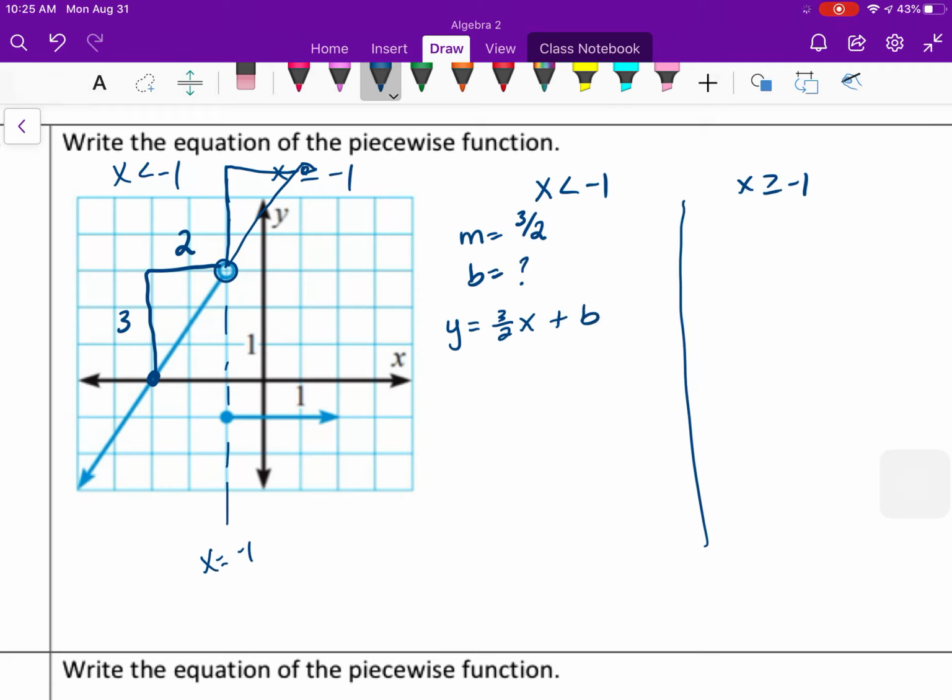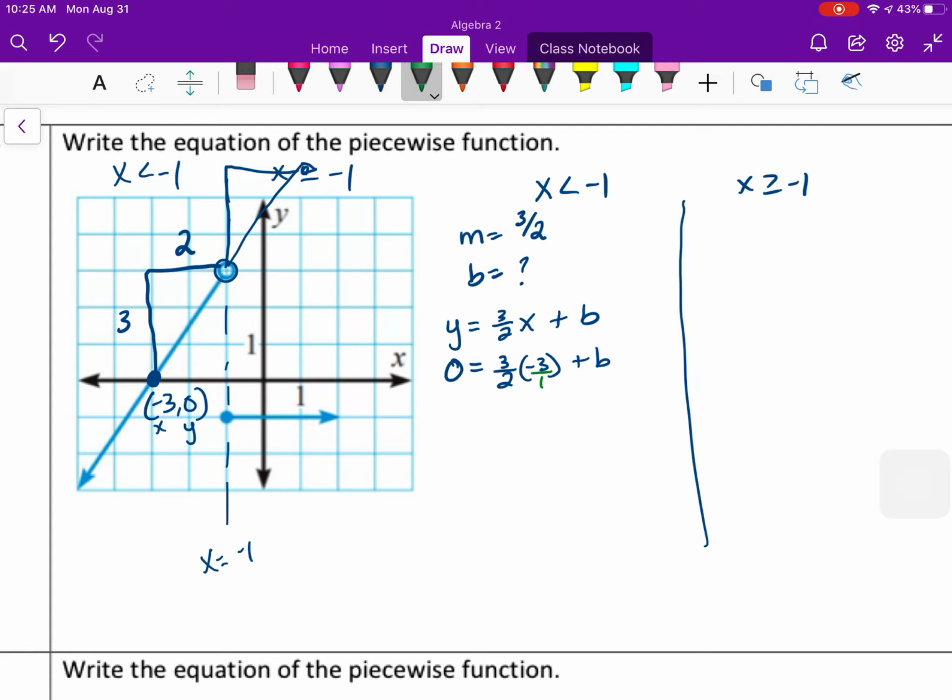Then I'm going to take a point on the line. You can use any point you want. I always like, if I have a point that has a 0 in it, that it's easy to plug in. So I'm going to pick this point down here on the x-axis, which would be 1, 2, -3, 0. And I'm going to plug in -3 for x and 0 for y. So 0 equals 3/2 times -3 plus b.